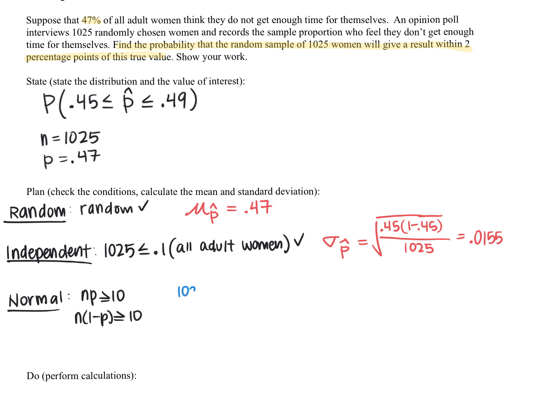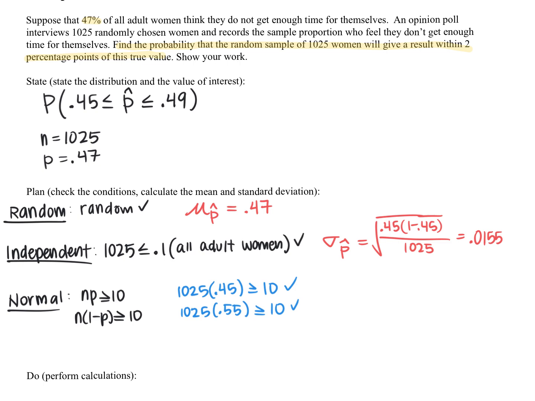So I have 1,025 times 0.45, and that has to be greater than or equal to 10. So 45% of 1,025, which is 461.25. So we're good there. 1 minus p is 0.55. So now I have to check that 1,025 times 0.55 is greater than or equal to 10. So 55% of 1,025, which is 563.75. So that condition is also met.